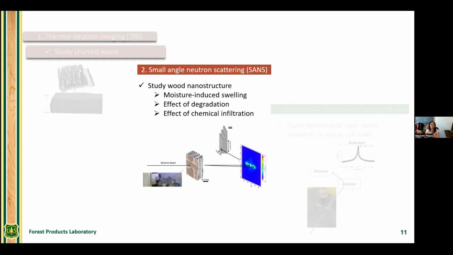We've also been using small angle neutron scattering to study changes in nanostructure. I started these experiments first as part of my PhD, trying to better understand nanoscale wood-water interactions. That meant really controlling moisture-induced swelling and tracking it as a function of time, humidity conditions, and a variety of different sample preparation methods. And we've also kept developing this tool to look at the effects of degradation as well as the effects of chemical infiltration.